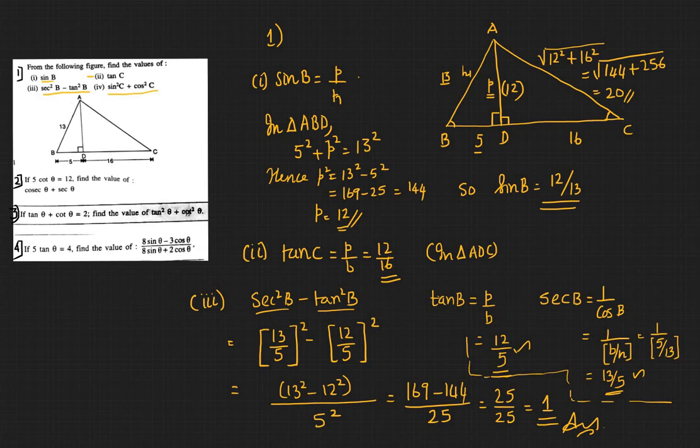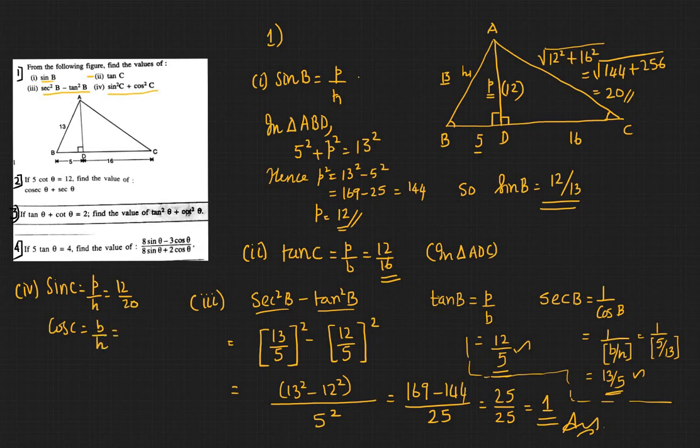Alright, so let's now do the fourth one. What is sine C? Sine C is perpendicular by hypotenuse, which is 12 by 20. And cos C is base by hypotenuse.